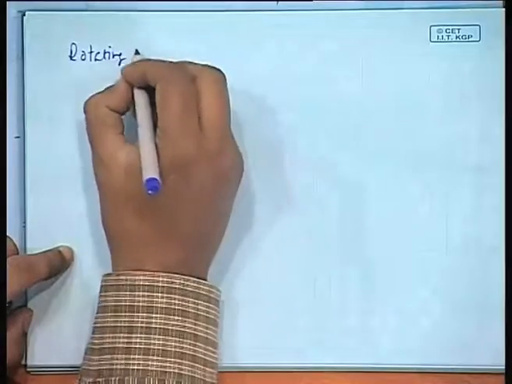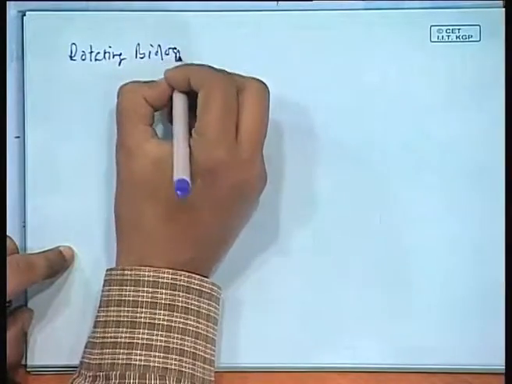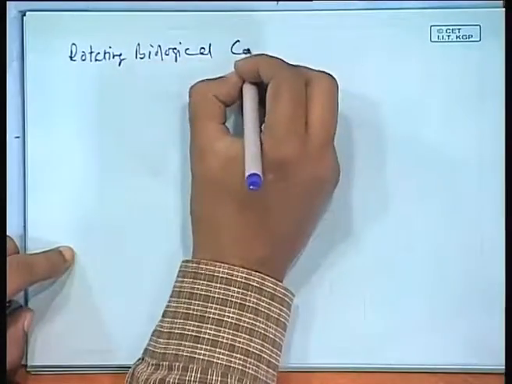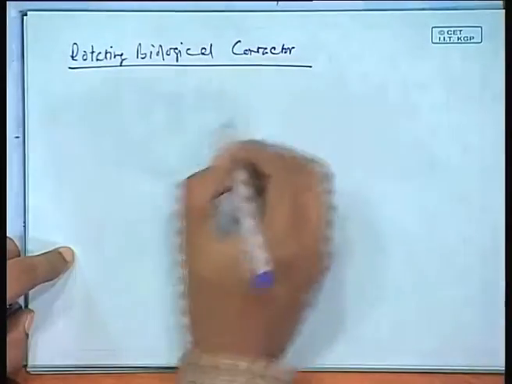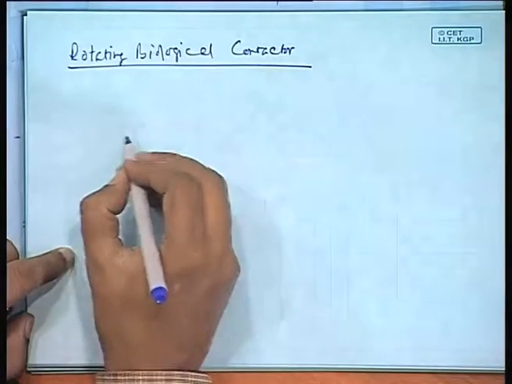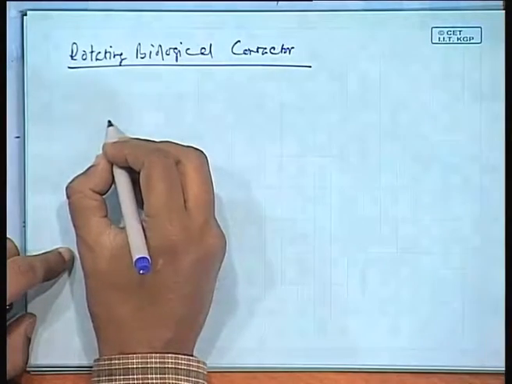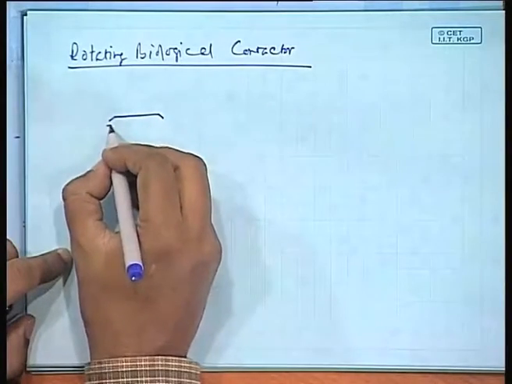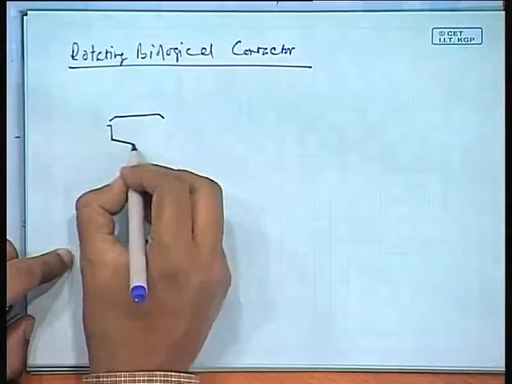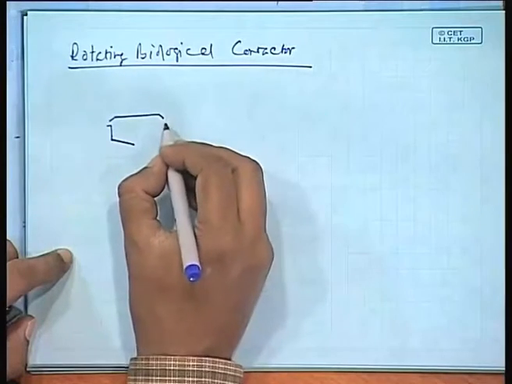Rotating biological contactor. Rotating biological contactor. Let me make a drawing first. This is how it looks. You will find this in the textbook also. You will find this drawing here. But try to do the drawing.